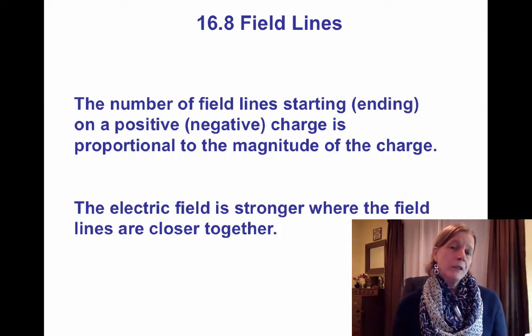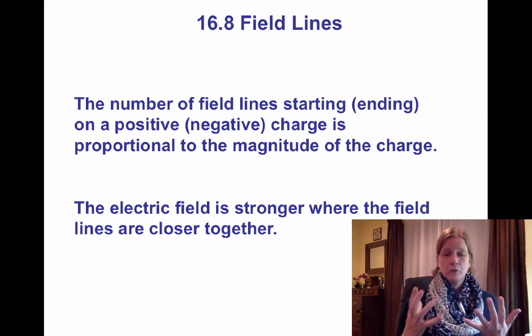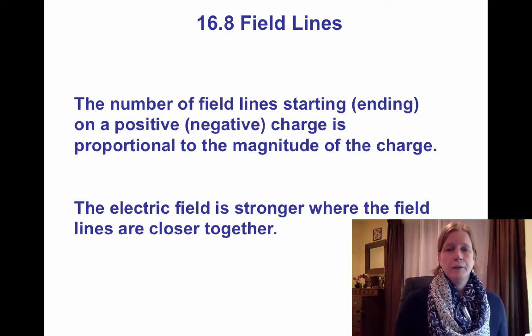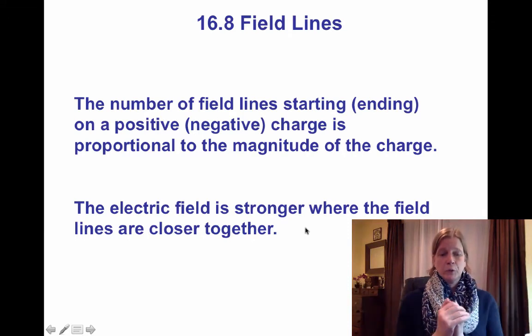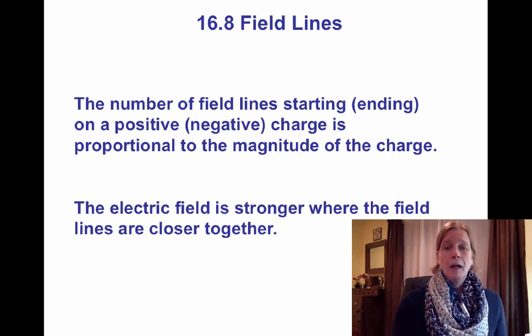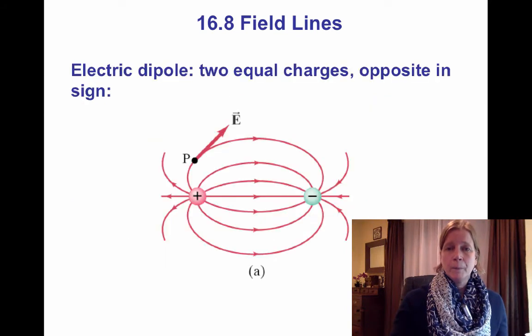Okay, the number of field lines starting on a positive charge or ending on a negative charge is proportional to the magnitude of the charge. So visually you can see if you have more charged particles, you'll have more electric field lines. And the electric field is stronger where the field lines are closer. So when you're close to a charge, those field lines are closer together, the field is stronger. Go further away from a charge, and the field lines are farther apart, and the field is weaker.